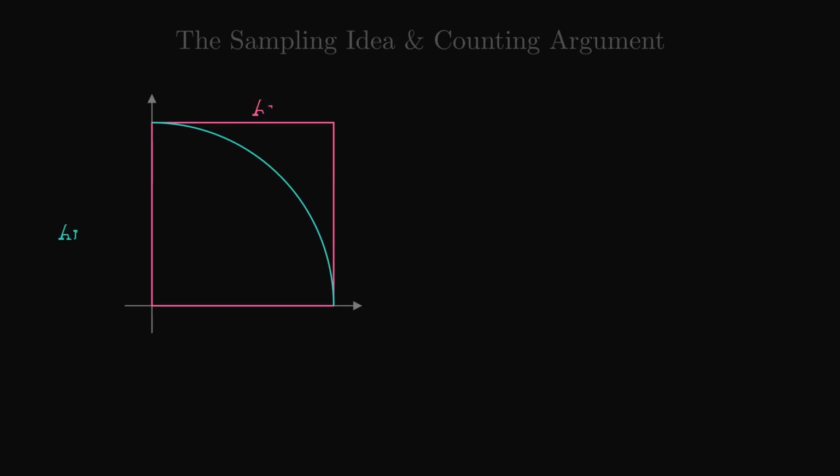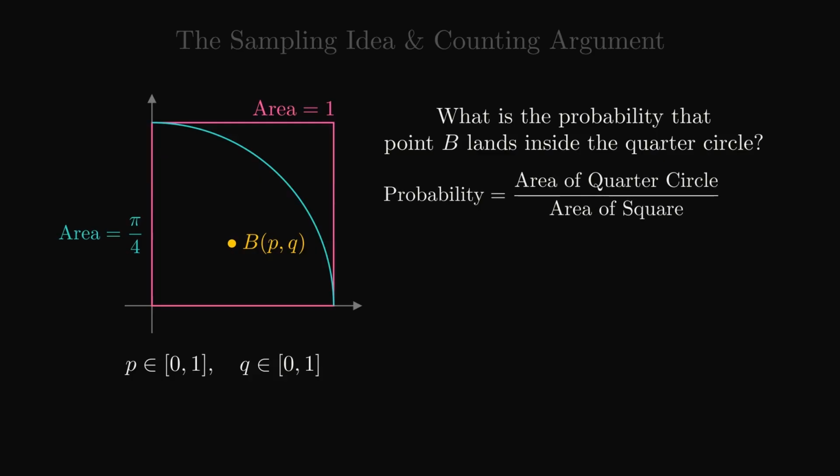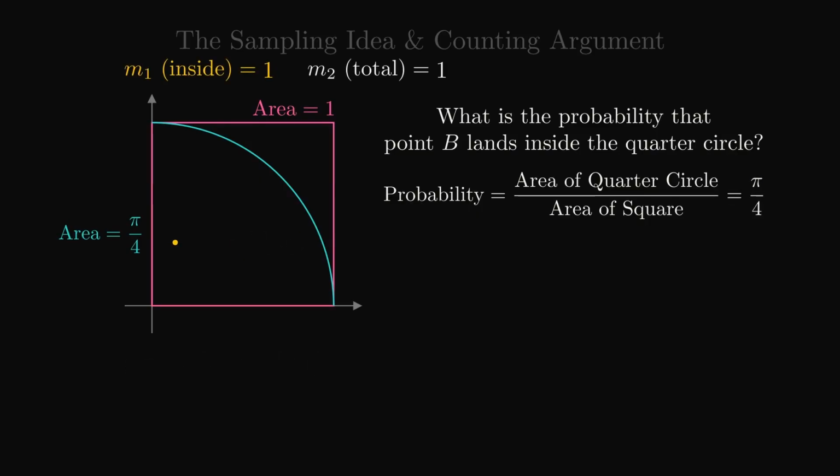But what if we reframe this certainty as a game of chance? Imagine choosing a random coordinate, point B, somewhere inside this unit square. What is the probability that this random point lands inside the quarter circle? If we begin scattering random points, we are essentially throwing darts at the board.